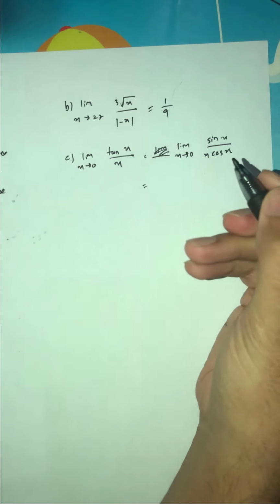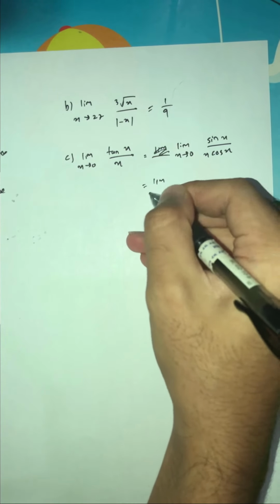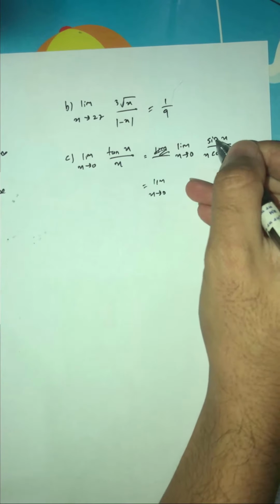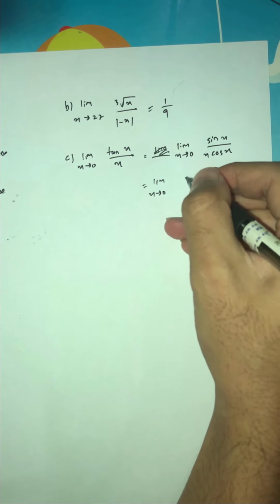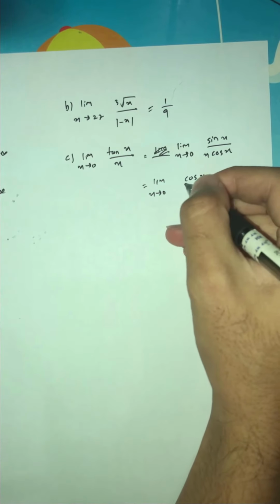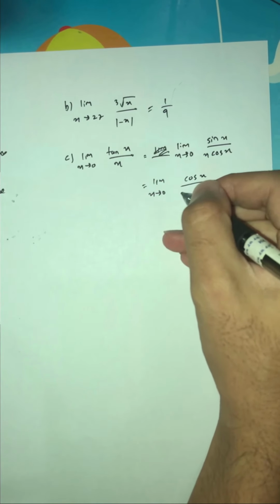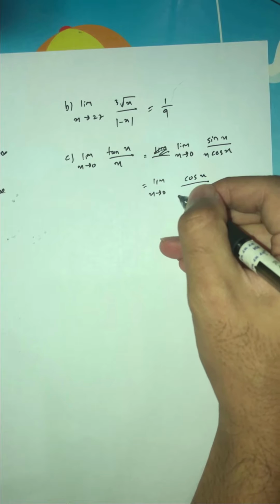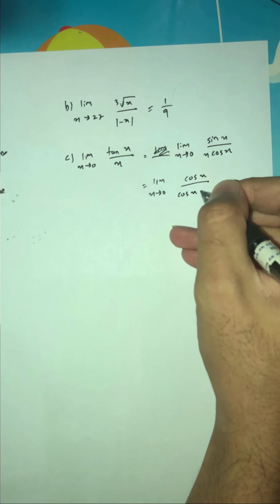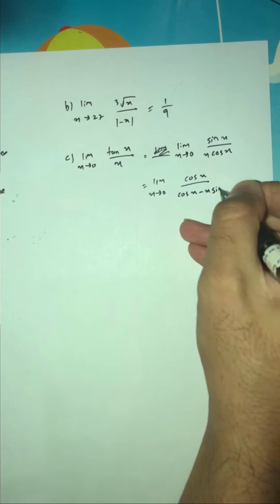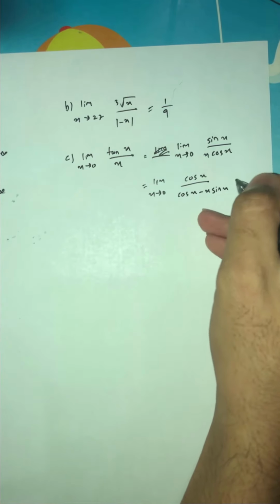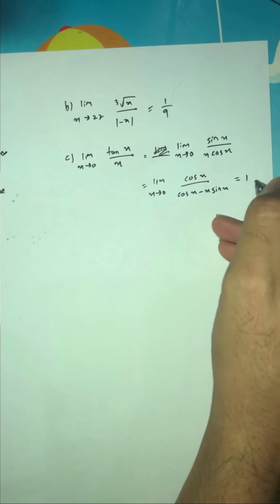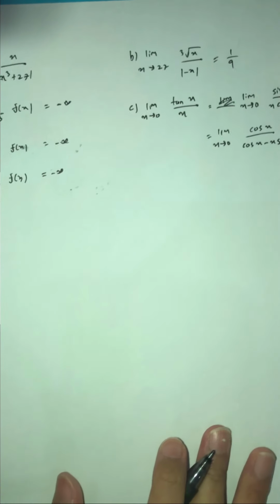L'Hopital's rule is when you find the limit, but you differentiate the top and bottom parts. So you differentiate sin x, you get cos x, and you differentiate x, you get 1. You should know how to differentiate by now, right? So then you plug in 0, you get 1. This is your answer. Now the last part is D.